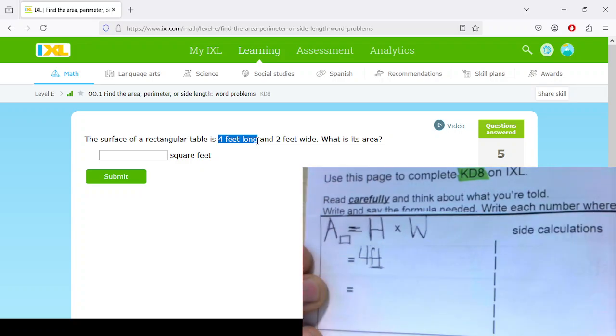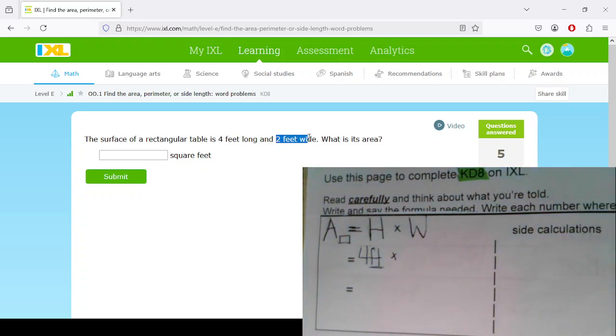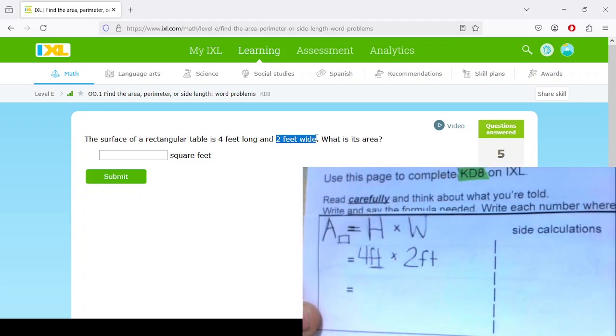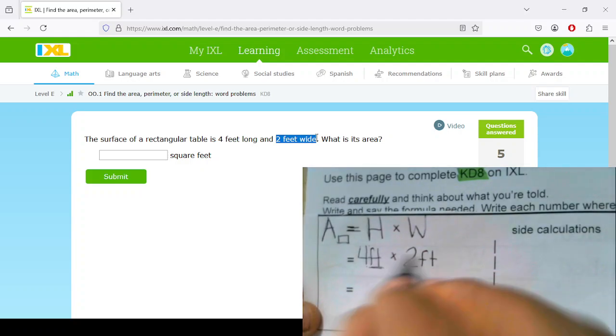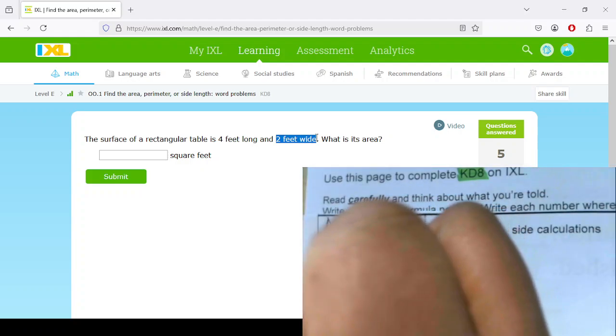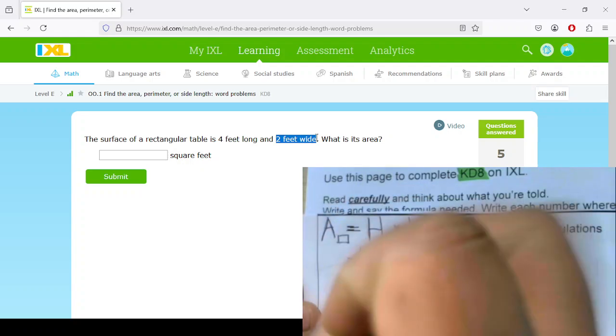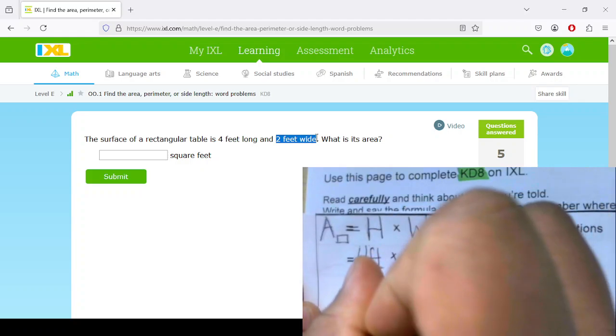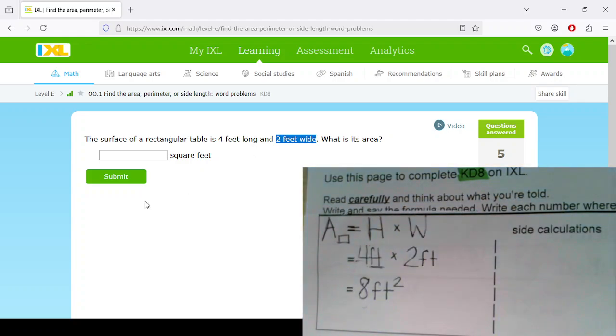I have to include that unit. Multiplied by, and the width number is 2 feet. So it's going to be 2 feet. I don't need a side calculation for 4 times 2 because I know my 2's and my 4's very well. 4 times 2 is 8. But I have to remember that area is always measured in square units. And so I'm going to write square feet. Then I go to my computer. They already have the unit for me. The square feet part is already written for me. And so I just need to type in 8. And I got it.